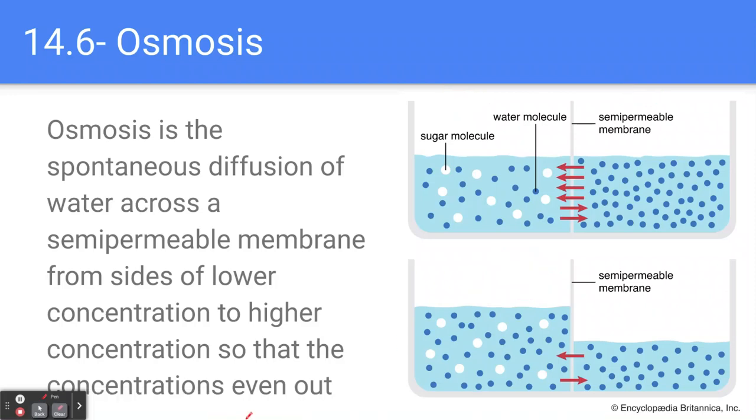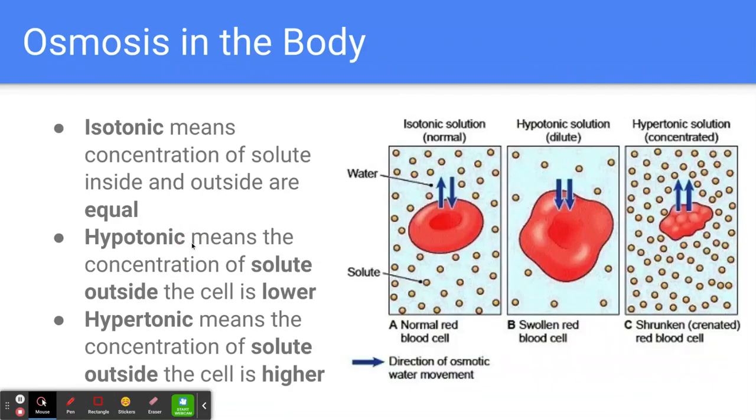Now, where do we see osmosis in the body? Well, there's 3 different terms. So we've got isotonic, hypotonic, and hypertonic. And isotonic means that the concentration of a solute inside and outside are equal. And so the amount of water traveling in and out of that cell are going to be the same. So if we think about contact lens solution, that is an isotonic solution so that our eyes aren't disrupted when we put our contacts on.